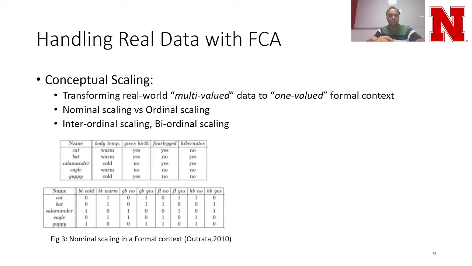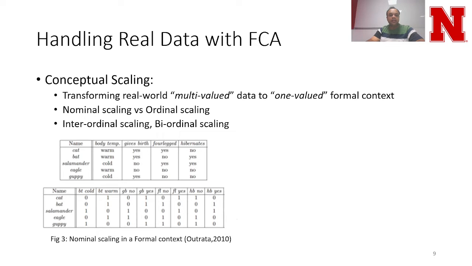So this is still a very simple form of real data. Real data can be much more complex. One way is to just scale the data, which means we scale the number of attributes from 4 to 8 by choosing every value of the attribute that is possible. In this case, body temperature can be warm or cold, so we divide the attribute into BT cold and BT warm, and this way we can scale all the attributes and we get a modified context. And if you notice, the set of attributes actually increases.